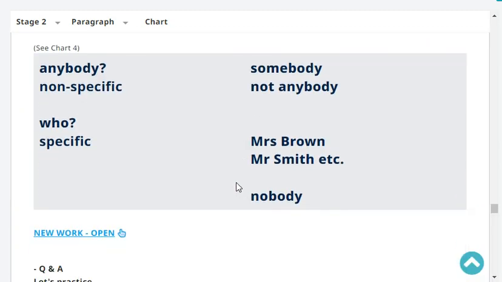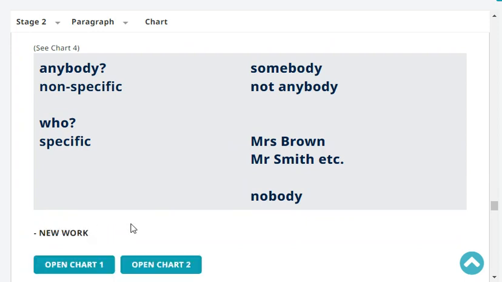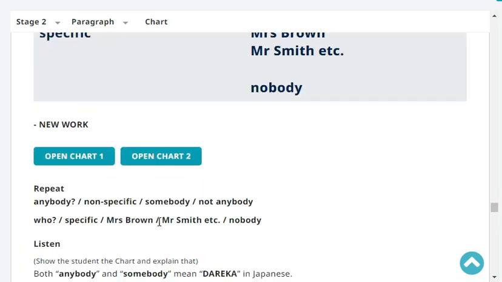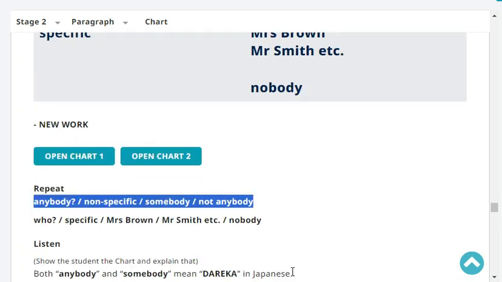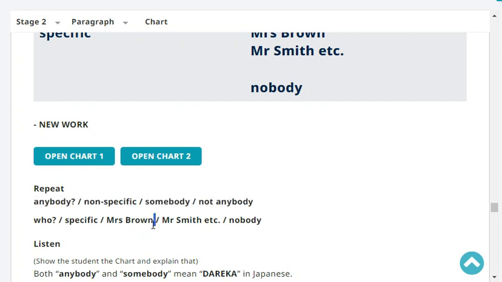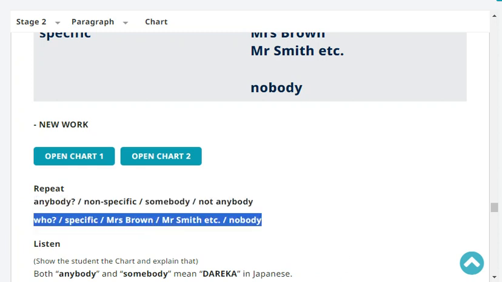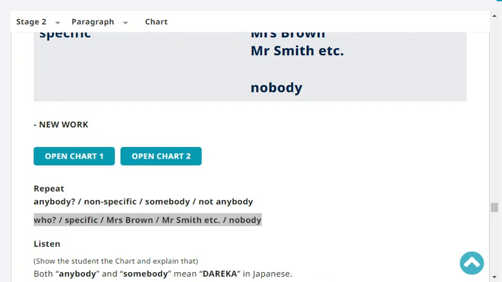Okay, next repeat. Anybody, somebody, non-specific, not anybody. Very good. Next repeat. Who, specific. Mrs. Brown, Mr. Smith, nobody.